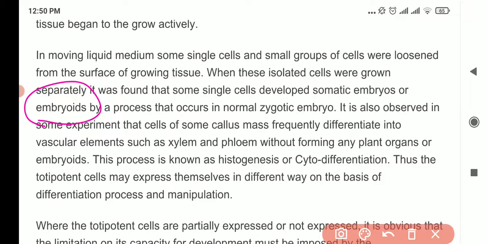Some experiments also show that you can get xylem, you can get phloem, without producing plant organs or embryos. You can get whatever tissue you want. So if you produce a tissue like xylem or phloem, the production of tissue is known as histogenesis or cytodifferentiation.